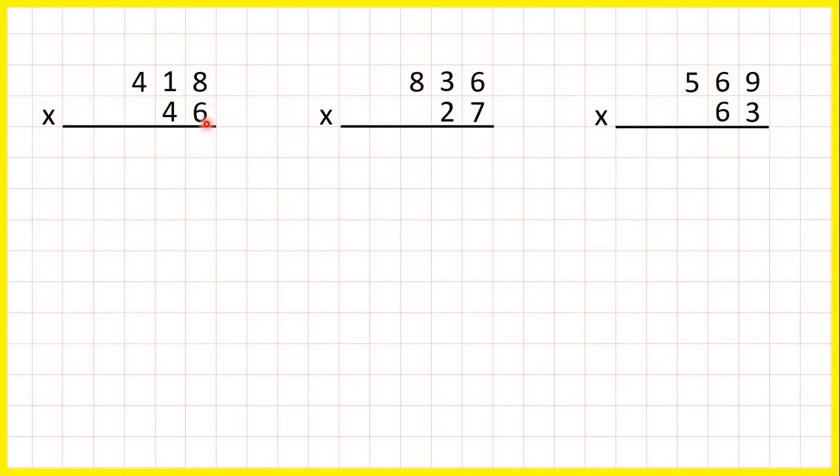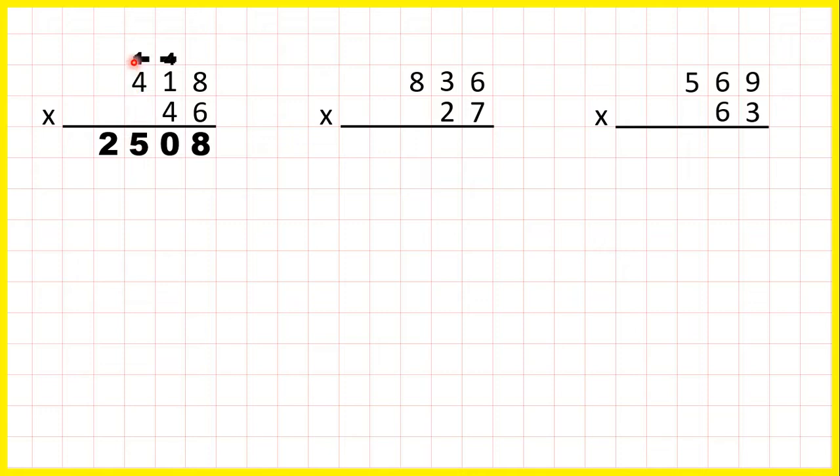So 8 times 6 is 48, so 4, 8. 1 times 6 is 6, plus 4 is 10, so 1, 0. And 4 times 6 is 24, plus 1 is 25. And we don't have any more digits to the left, so we can write 25 in our answer line.